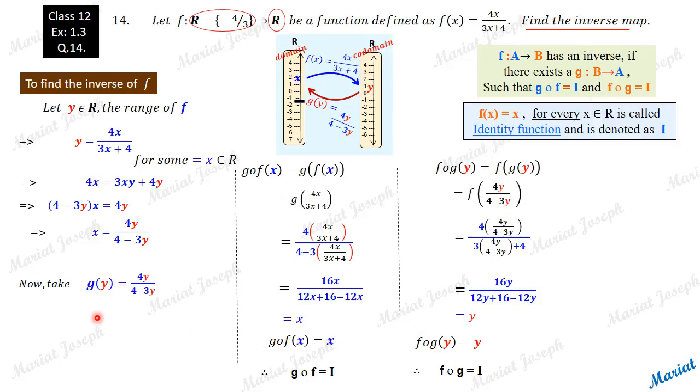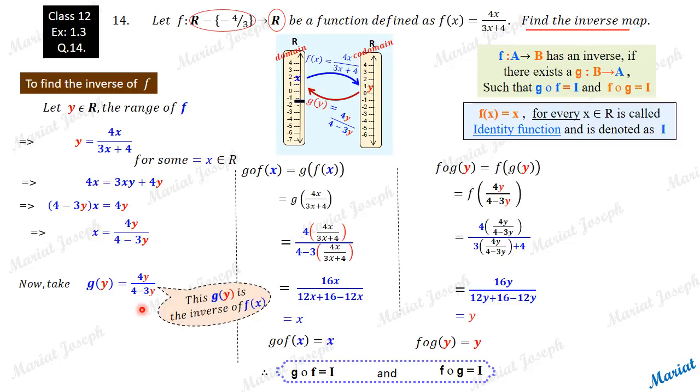So this g that we took is exactly fitting with this definition. This g is making GOF and FOG identity functions. Hence, this g that we had already got earlier is the inverse of f of x. Hence, f inverse of y is equal to 4y upon 4 minus 3y. This is the inverse.